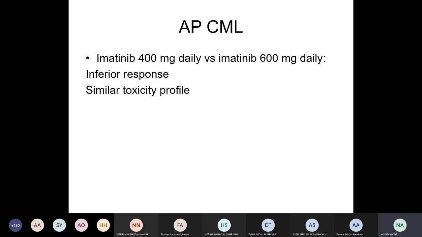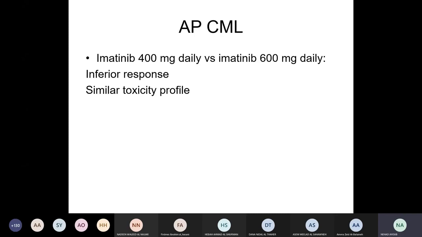is not different from 400 milligrams daily. So it is recommended in AP phase, because it's a little bit more aggressive disease, to start with a slightly higher dose of imatinib. If we start in AP with imatinib, it's particularly recommended to go to 600 milligrams daily, whereas in chronic phase, the recommended initial dose of imatinib is 400 milligrams daily.